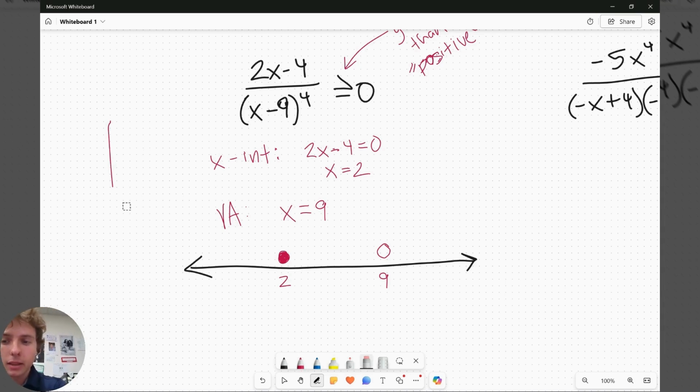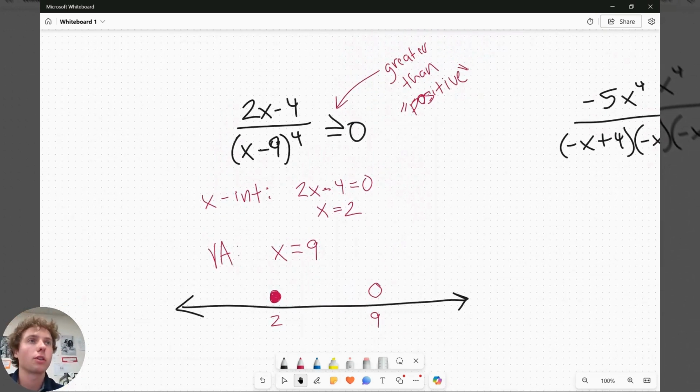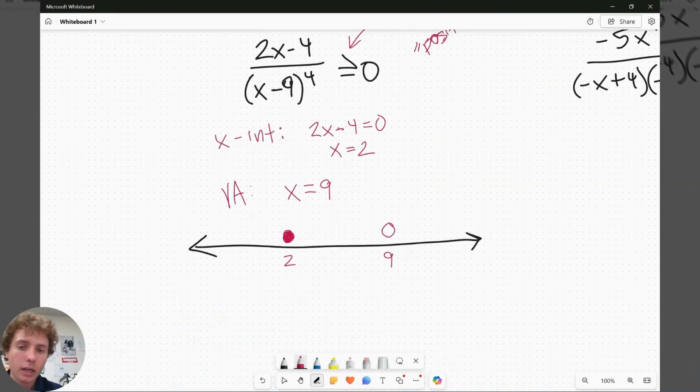Once we have that, the next thing we're going to do is start to figure out where our function is greater than 0. Where is it positive? In order to do that, all we care about is whether it's positive or negative. I don't care about the actual numbers. I just want to know, is it positive in these different sections? In each of these sections, it's not going to change from positive to negative, because we said the only spots it changes are x-intercepts and vertical asymptotes.